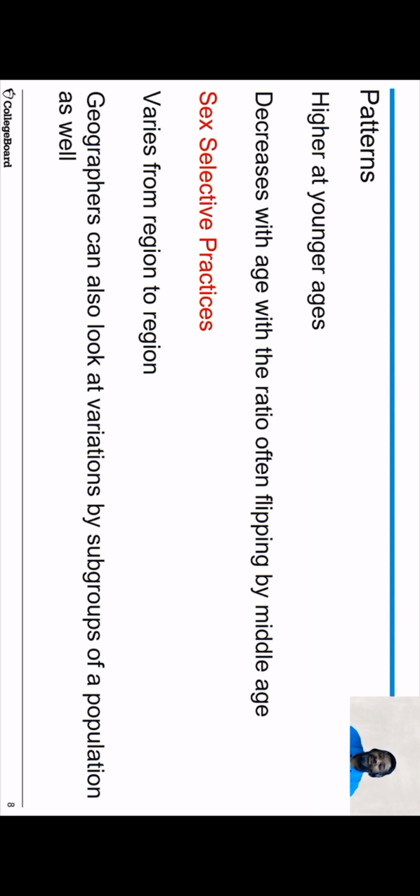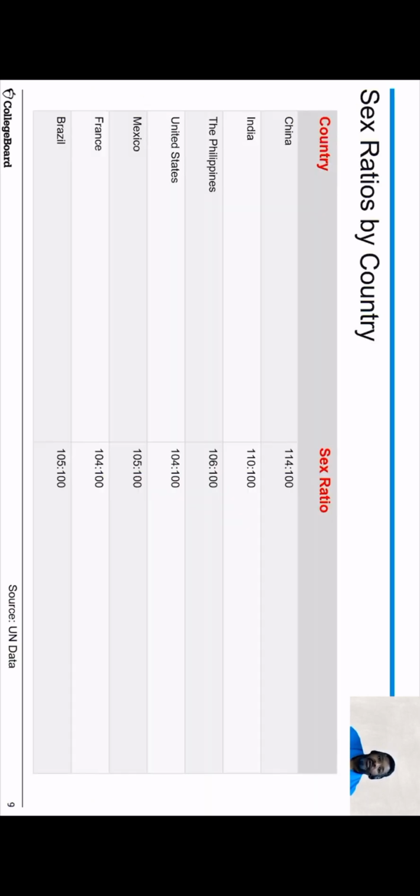Geographers can also look at variation, as we mentioned before, in various subgroups, whether it be by ethnicity, or by economic status, and also by socioeconomic status of an entire country. Here are some example countries. As you can see at the top, China stands at the top with 114 male babies to 100 female babies. This is due to their one-child policy, which we'll talk about in topic 2.7. India is second at 110 to 100 due to their preference for male babies over female babies. This is a connection you can make with Unit 3, culture, as many Indian families prefer male babies for their economic potential.